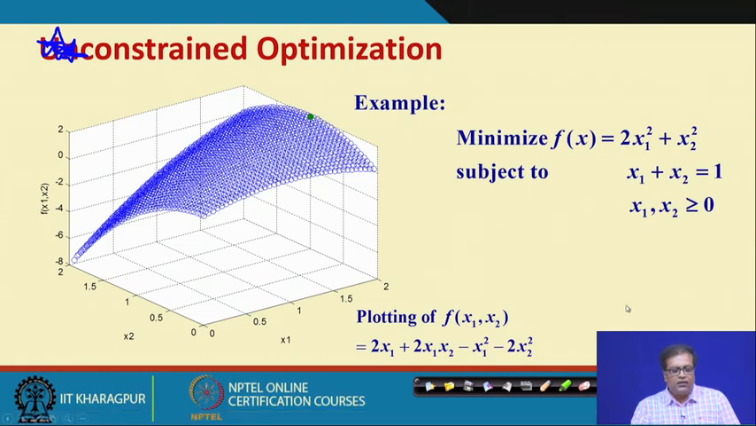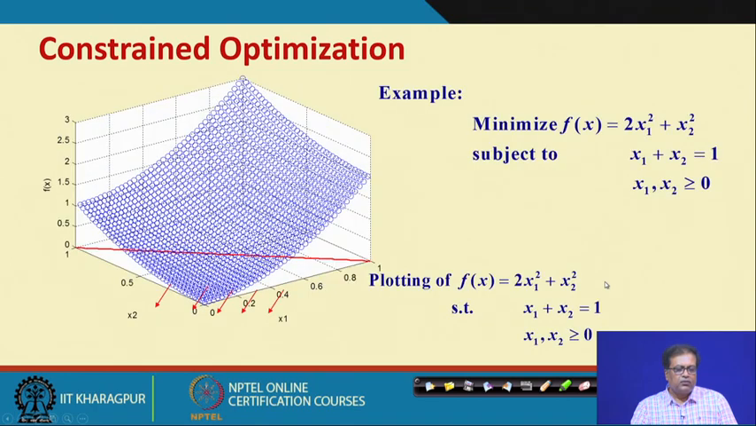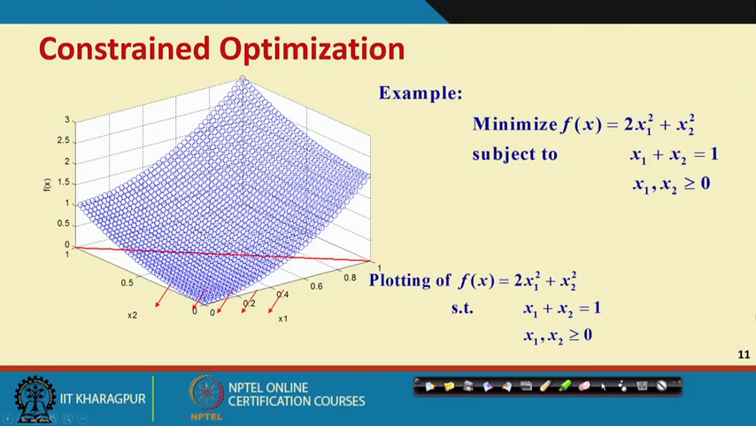Now, let us look at another problem, that is also a constrained optimization problem. What really happens here is that it is subject to functional constraints. So, both objectives and the constraints can be nonlinear, right. When the objective function and the constraints can both be nonlinear, we have a constrained optimization problem. So, there are constrained and unconstrained optimization problems. Let us look at a constrained optimization problem.